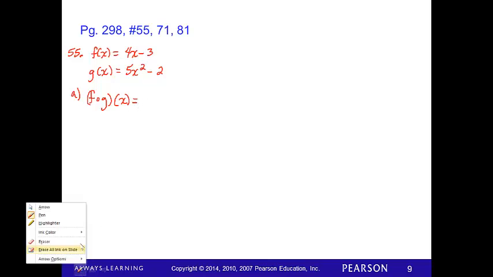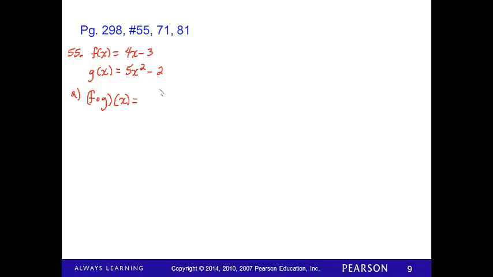So f of x is equal to 4x minus 3, and g of x is equal to 5x squared minus 2. And part A says find f∘g. So f∘g is the same as saying f of g of x. So you're going to take g and plug it into f.